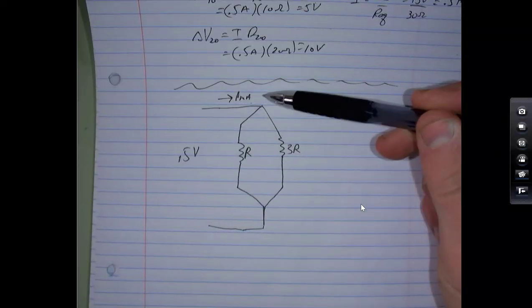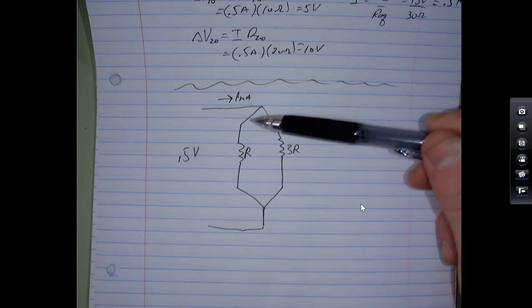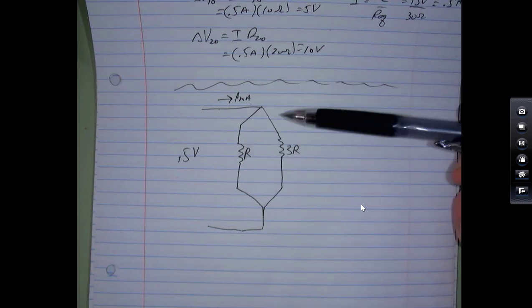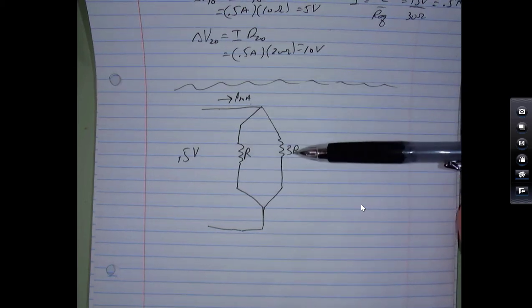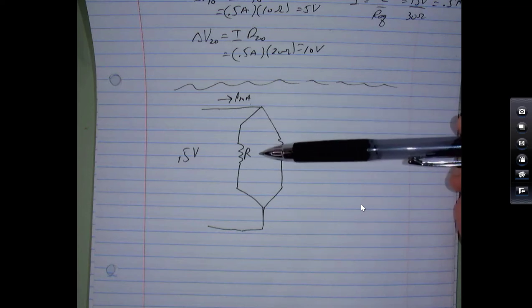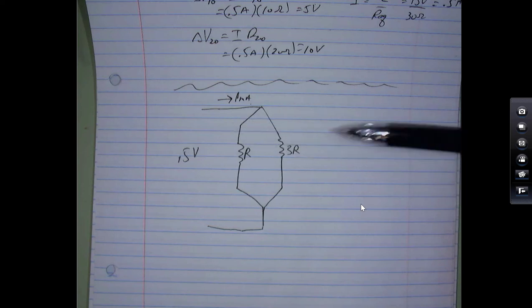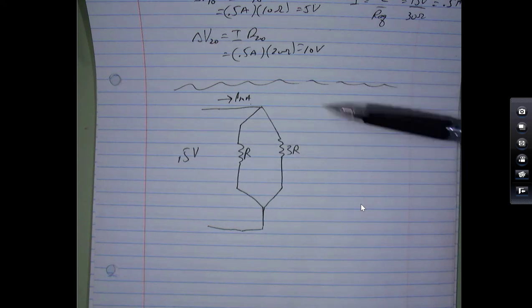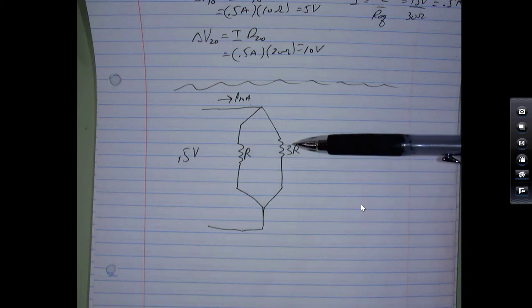1 milliamp comes in, splits off. This is the muscle side. This is the fat side. This resistance is 3 times as much. And these are in parallel with each other. And we know the voltage across here is 0.5 volts. Okay, so the question is, this is R and this is 3R.